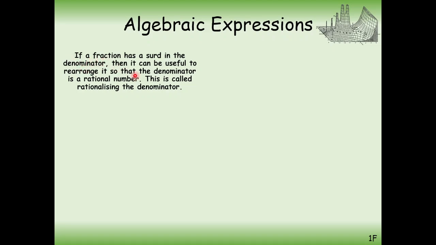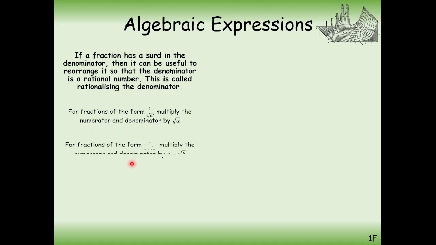So if a fraction has a surd in the denominator, then it can be useful to rearrange it so that the denominator is a rational number. This is called rationalizing the denominator. So this is like a different sort of exercise. For fractions of the form 1 by root a, multiply the numerator and denominator by root a. For fractions of the form 1 by a plus root b, multiply the numerator and denominator by a minus root b. For fractions of the form 1 by a minus root b, multiply the numerator and denominator by a plus root b.